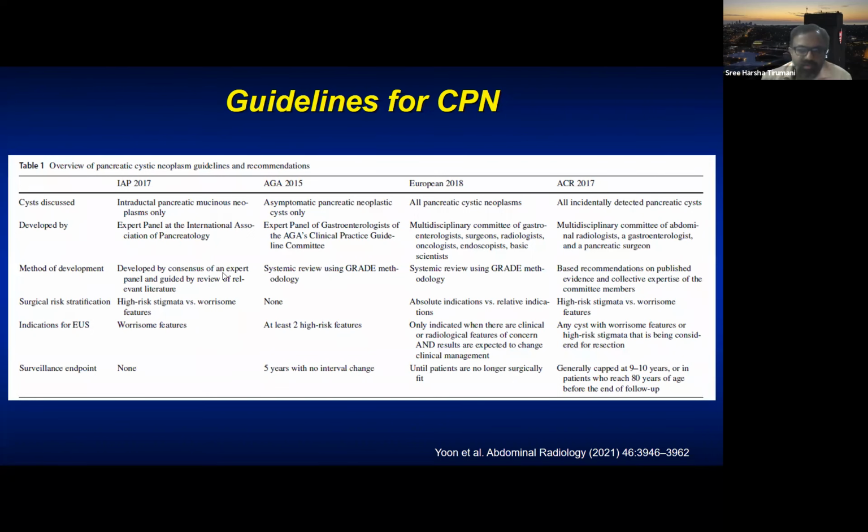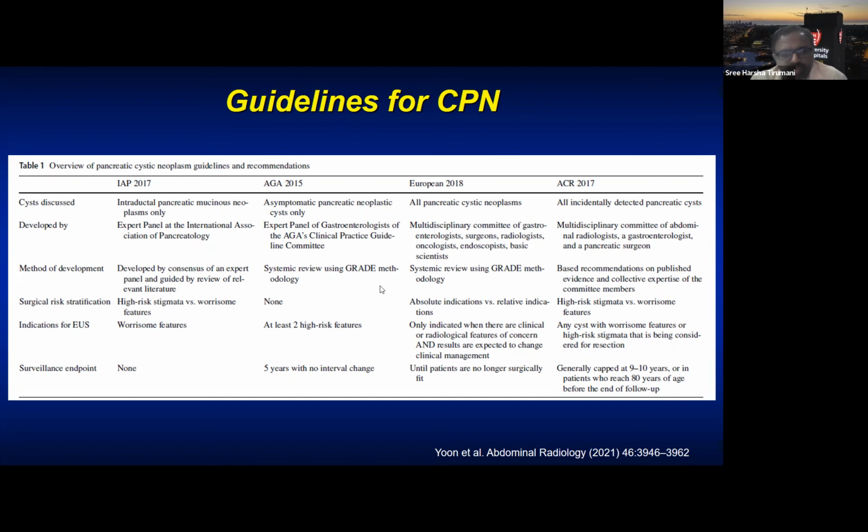Each of these societies has their own guidelines, and each one was developed in a different way. Like the IAP and the AGA were based on a panel of gastroenterologists. The unique feature of the AGA is that it was only by gastroenterologists. There was no surgeon involved in developing the AGA guidelines, and that reflects in their recommendations. Both the ACR and the European guidelines are more multidisciplinary and have a more nuanced interpretation of these cysts.